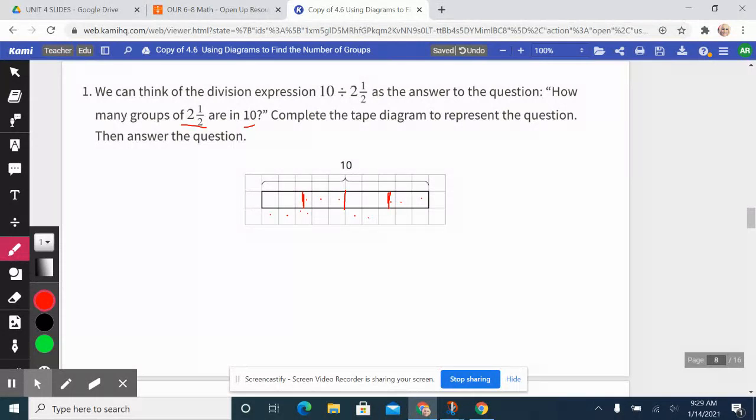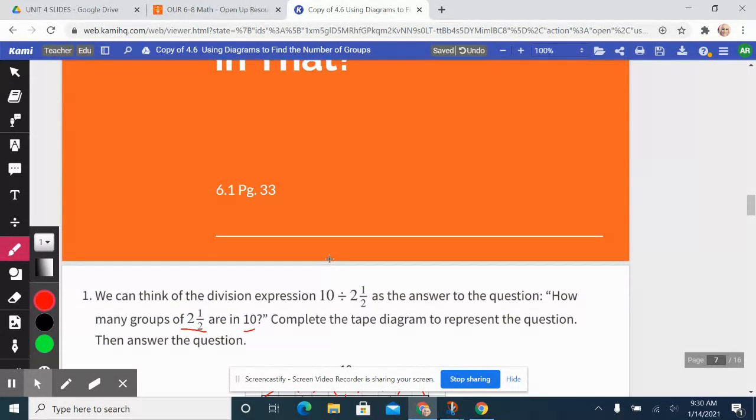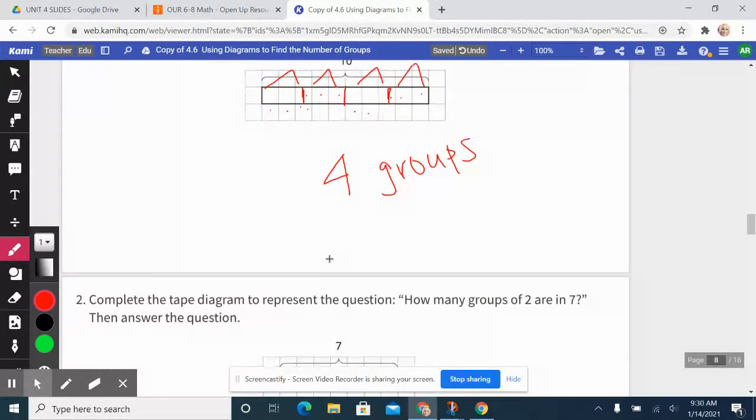So this is a group right here. This is a group. This is a group. And this is a group. So there are 4 groups. So that's what you're going to write for number 1. And you're also going to label the tape diagram. That's what I'll be looking for when I look at your notes. And again, that's on page 33.